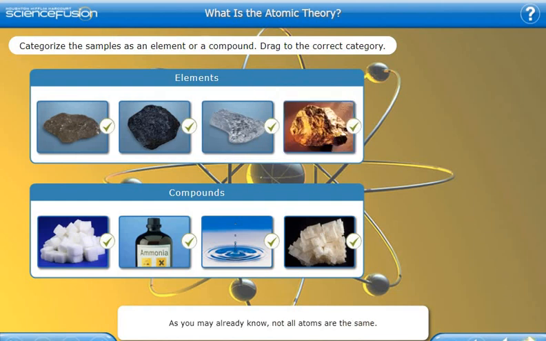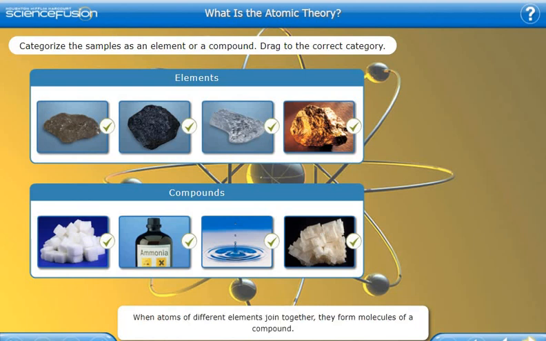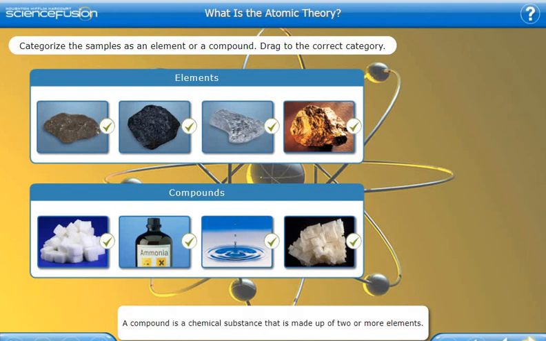Well done! As you may already know, not all atoms are the same. Each element is made up of many atoms, which are all the same kind of atom. When atoms of different elements join together, they form molecules of a compound. A compound is a chemical substance that is made up of two or more elements.